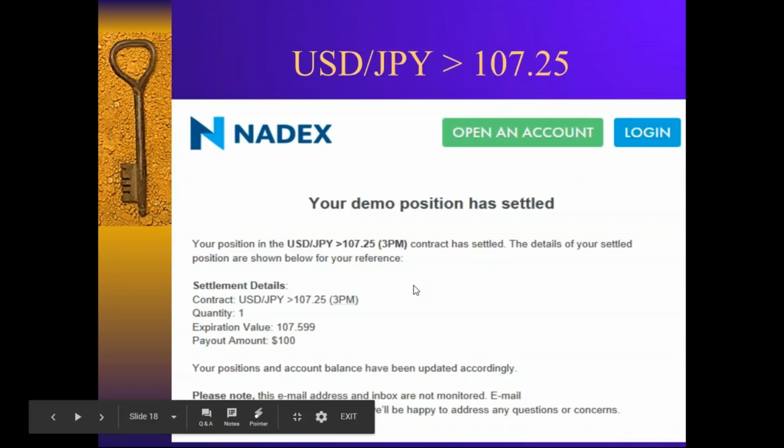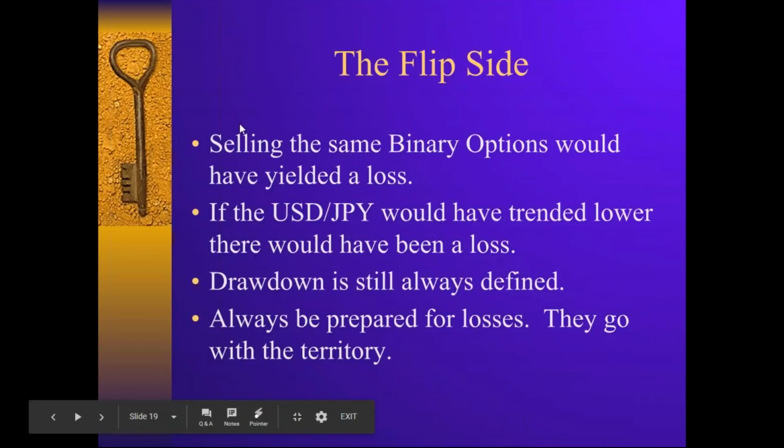Here, once again, is the 107.25 demo information, where it shows quantity 1, expiration value was the same strike price. Obviously, that's where the market settled. Payout amount of 100. And once again, your profit on this trade, had you purchased these options, would have been $100 minus the initial outlay that we had put out. So the flip side, selling the same binary options would have yielded a loss.